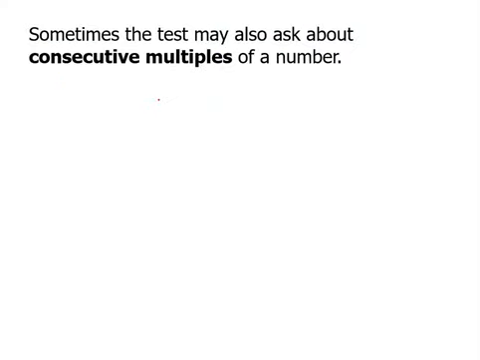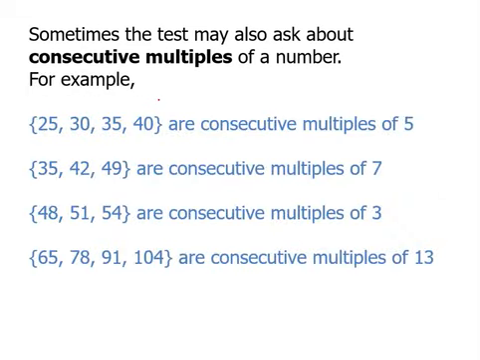Sometimes the test may also ask about consecutive multiples of a number. For example, 25, 30, 35, 40 are consecutive multiples of 5. 35, 42, 49 are consecutive multiples of 7. 48, 51, 54 are consecutive multiples of 3. 65, 78, 91, and 104 are consecutive multiples of 13. So you're not necessarily asked to recognize multiples from sets of numbers that are given, but you'll be asked about a set of consecutive multiples.